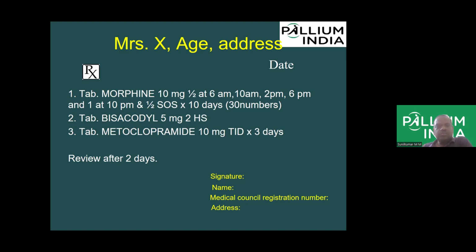But you also understand that when you prescribe morphine or opioid for the first time, you have to give bisacodyl anyway, that needs to be continued, and metoclopramide for the first 3 days. So this is how you have to prescribe.